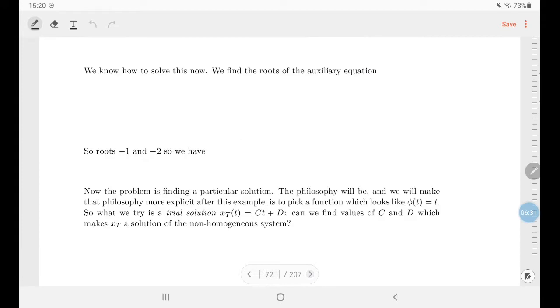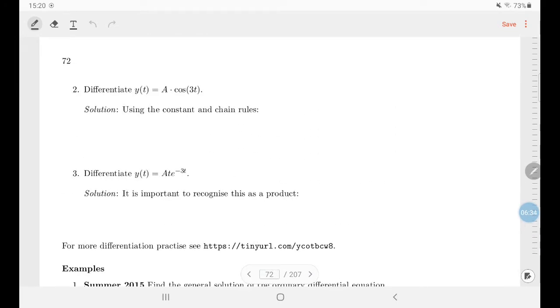Okay. Do another example. Differentiate this using the constant chain rule. So the thing that would catch people here is maybe the derivative of cos is minus sine, and I'll show you where it becomes a slight issue for us.